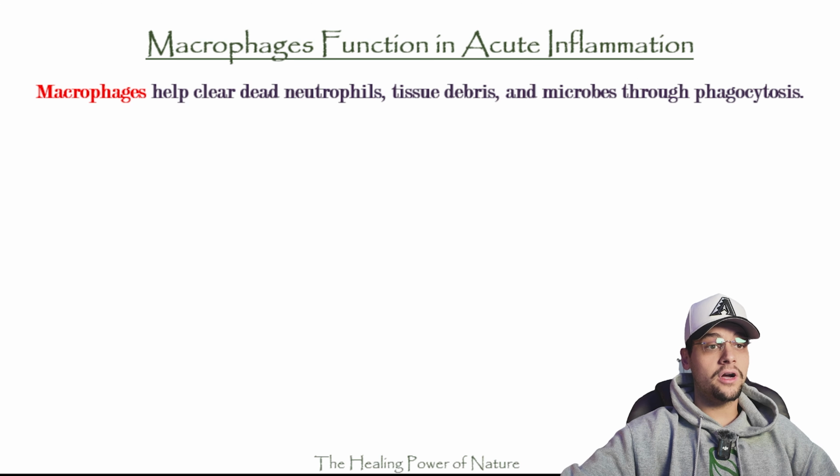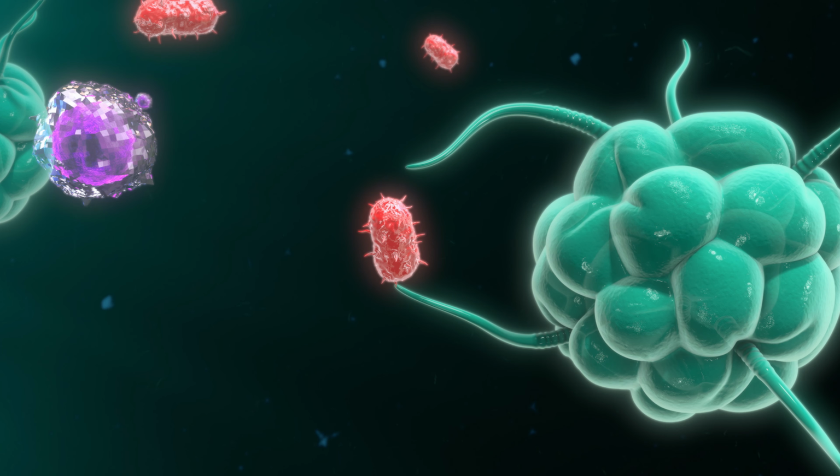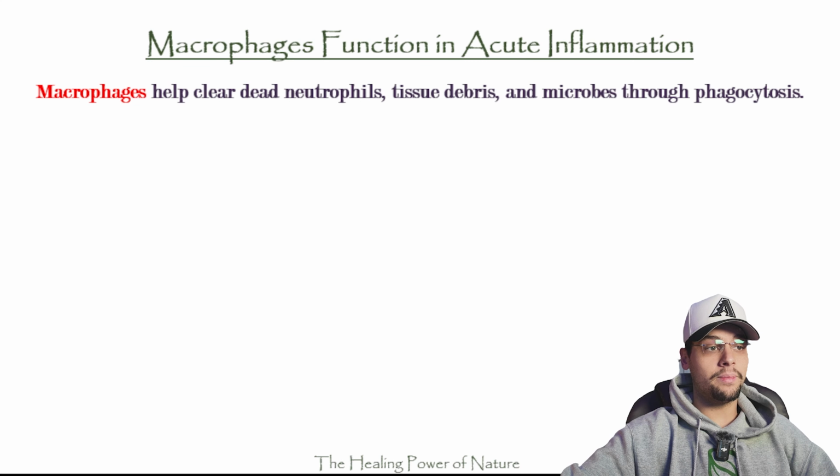So macrophages function in acute inflammation: phagocytosis of pathogen and debris. Macrophages help clear dead neutrophils, tissue debris, and microbes through phagocytosis. An example is after a bacterial infection, neutrophils kill the bacteria but die in the process. Macrophages come in to clean up their debris, ensuring that the site of infection is cleared and ready for repair.